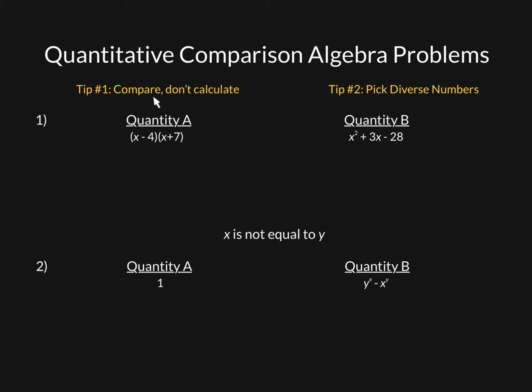Tip 1 is compare, don't calculate, and tip 2 is pick diverse numbers. I can't stress these two enough. So let's go ahead and start with number 1.